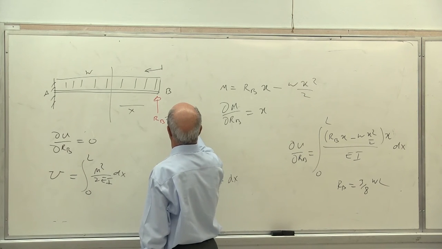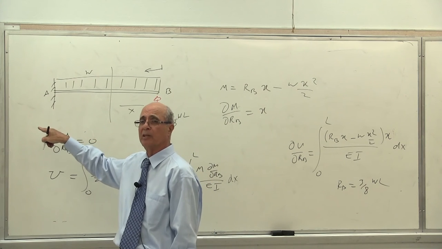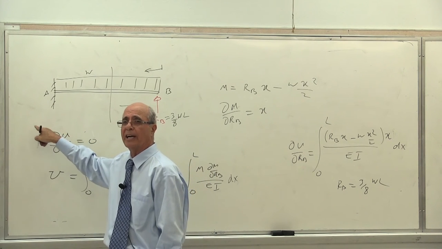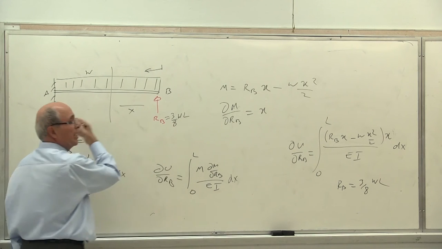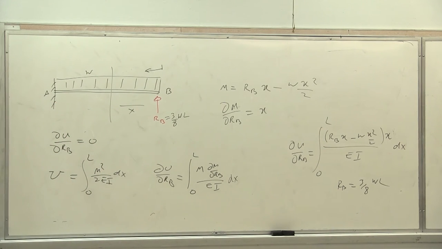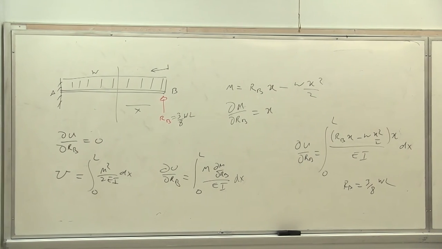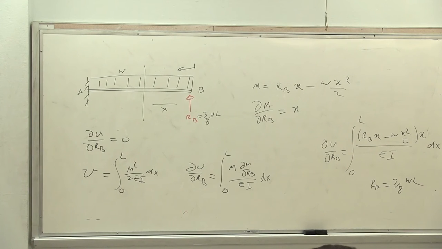As soon as you find RB equal to 3/8 WL, then you can use your equations of equilibrium to find RA. Notice this W is not half here, half there. There were one or two students when I gave this problem during the quiz, 3-4 weeks ago, that made that mistake. Don't do more of that. They put half a load here, half a load there. Is that correct or not? Do you see what happened there?